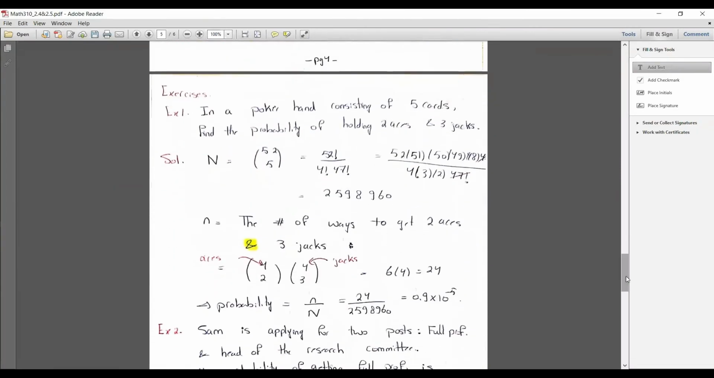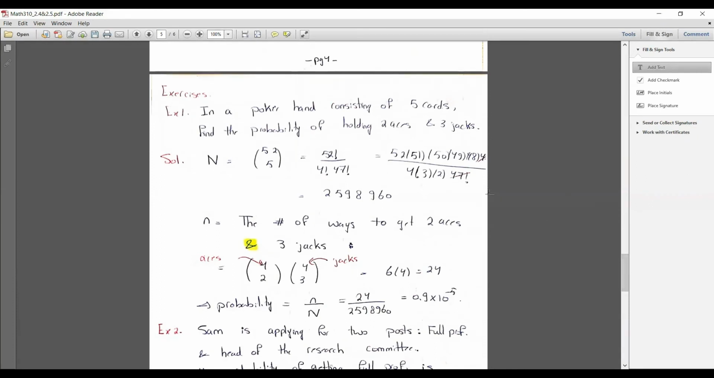Okay, let's solve some exercises. Now, guys, here we are saying in a poker hand consisting of 5 cards, find the probability of holding 2 aces and 3 jacks. Guys, in this course, we have to know in a poker hand how many elements we have, which is 52. If any of you plays cards, you know that we have 52 cards.